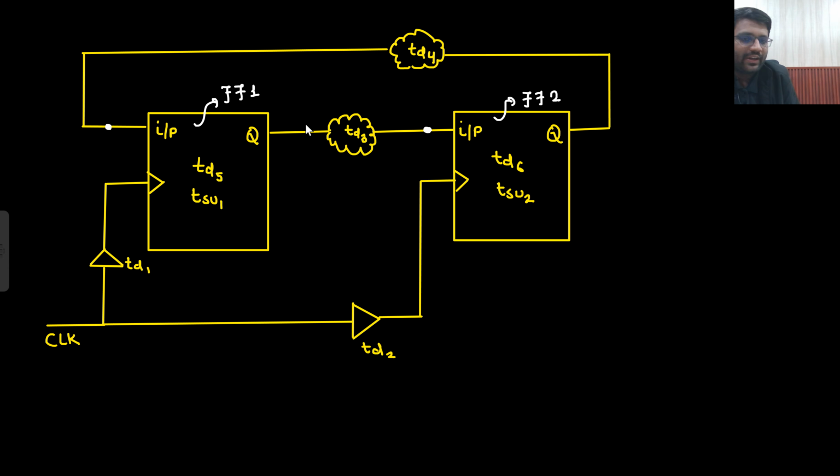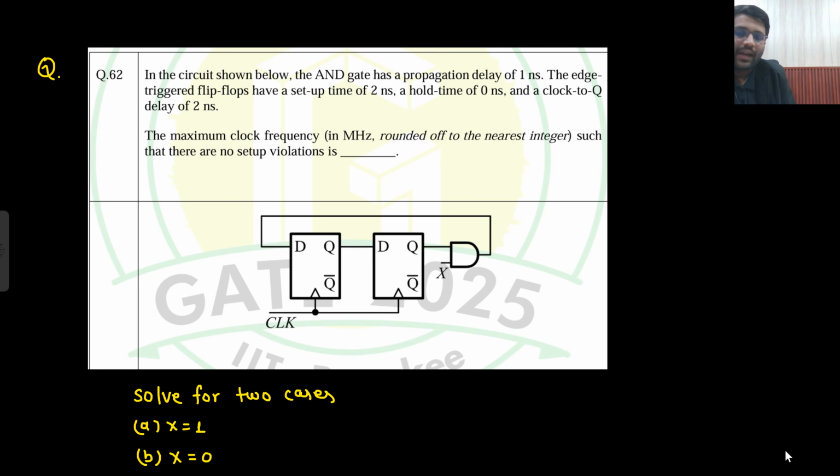This input is not fixed. From where is it coming? It is coming from here. From where is this coming? From here. So I will have to write down two equations now. What will be those equations? For avoiding setup violation.